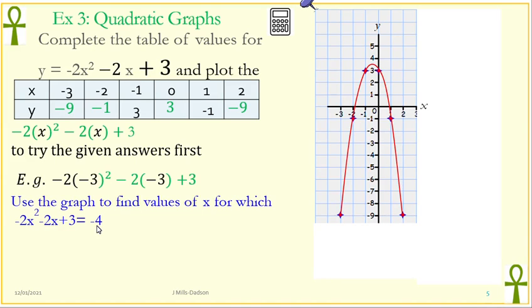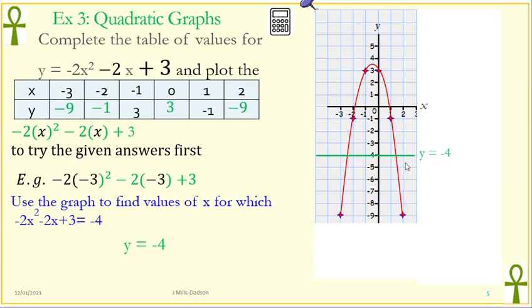So which means we're going to draw a line to represent y equals negative 4, because this whole thing here represents y. And that is the graph or line that you need to draw. Then from there you can now find the values of your x. So you're going to draw y equals negative 4. That's our line for y equals negative 4.